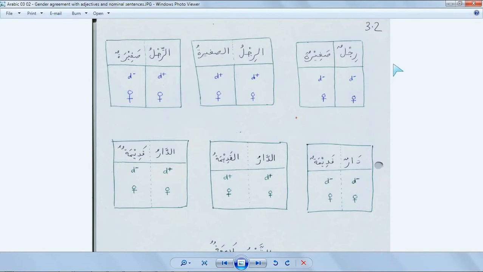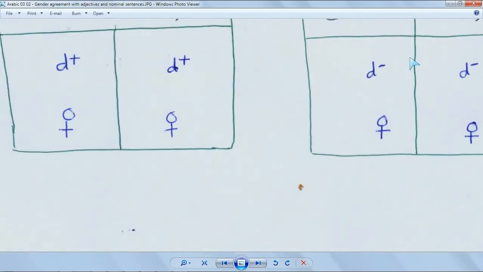This is the explanatory video for chapter 3, paragraph 2 in the Nahmad and Haywood book, A New Arabic Grammar. In this paragraph, they begin to explain that any describing word, also known as an adjective, for a noun should agree both in the gender and in the definiteness. So let's start off with a simple example here on the right.